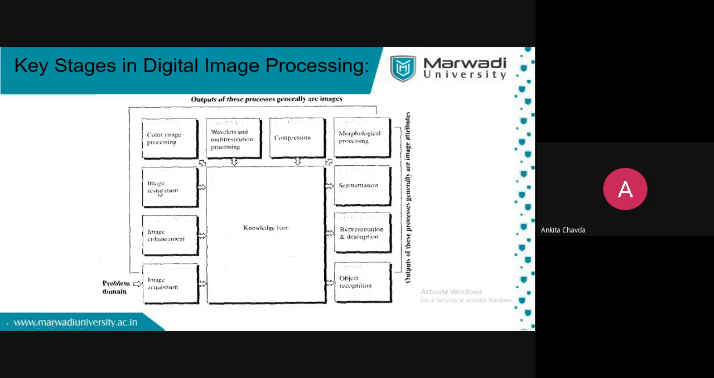Then image restoration. If your image is blurred or has noise, then you can remove the noise and restore the image. Then color image processing. You know what color image processing is, right? We are representing our image in a better way with color image processing.